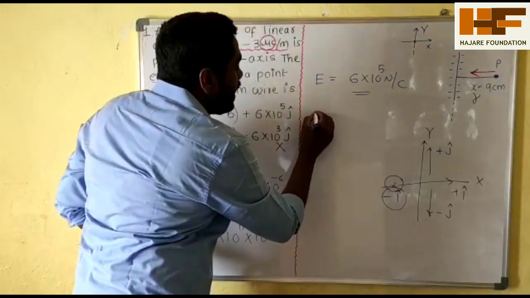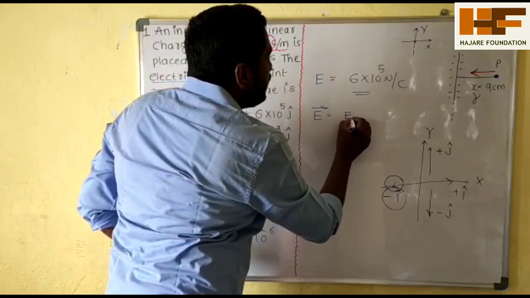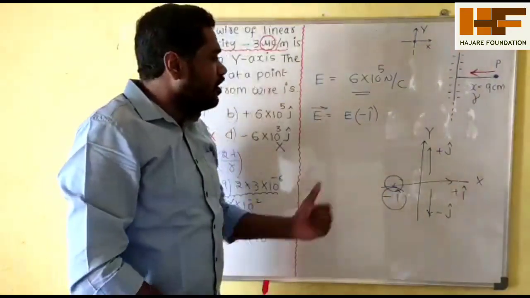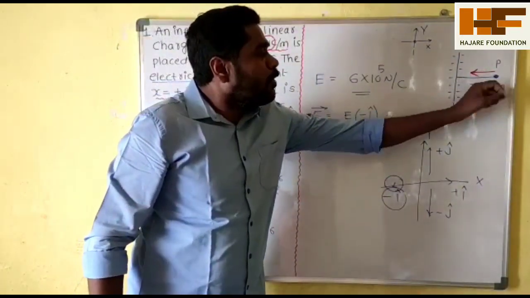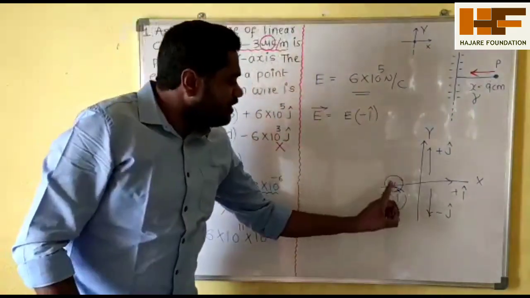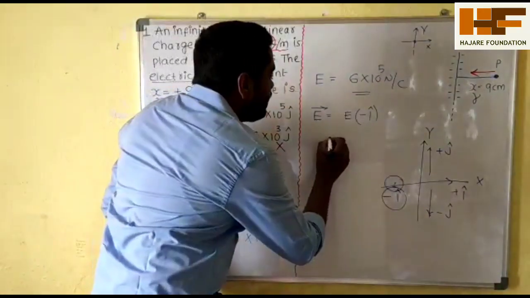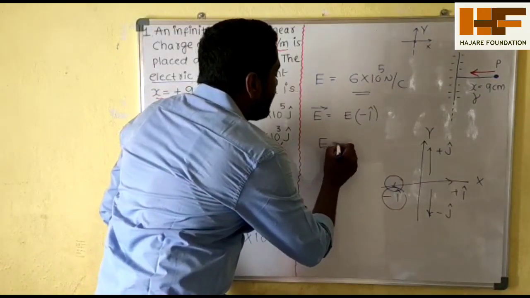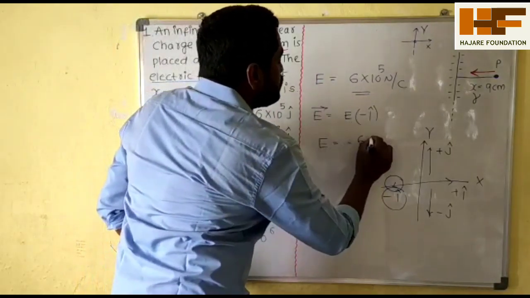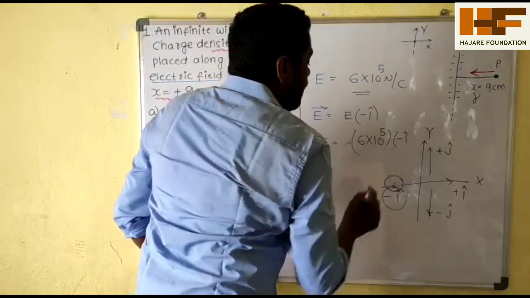Therefore, in vector form, E is equal to magnitude into that minus i cap. Why? Because the direction of the electric field at point P is indicating towards the negative x-axis. That's why along the negative x-axis, the unit vector is minus i cap. Now you can decide: E is equal to, if you substitute and simplify, minus 6 into 10 power 5 into minus i cap.